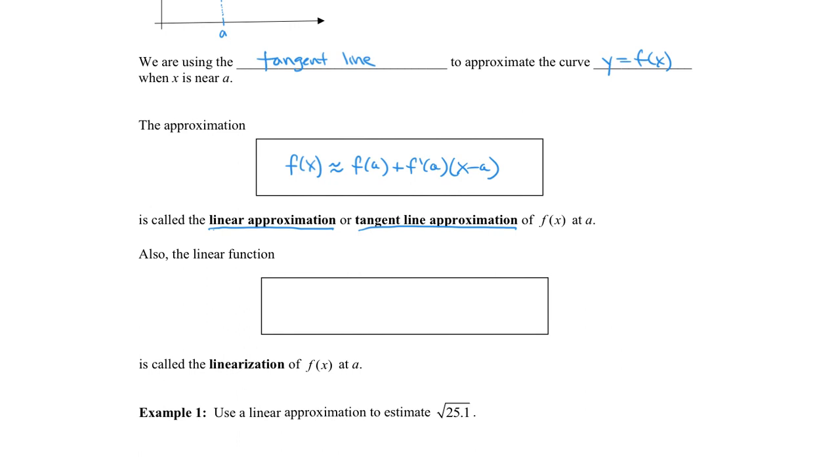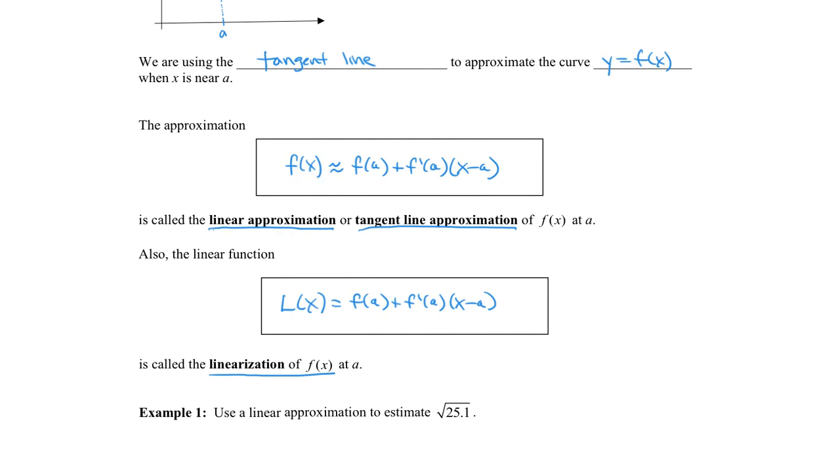And also, the linear function L of x, which equals f of a plus f prime of a times x minus a, is called the linearization of f of x at a. So notice these are really the same thing, right? This is saying this tangent line, this equation of the tangent line, is approximately equal to the function as long as we're near a.